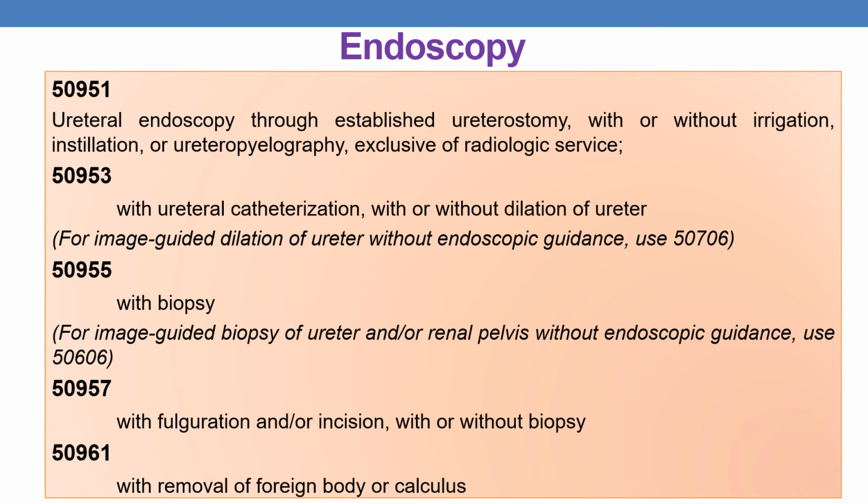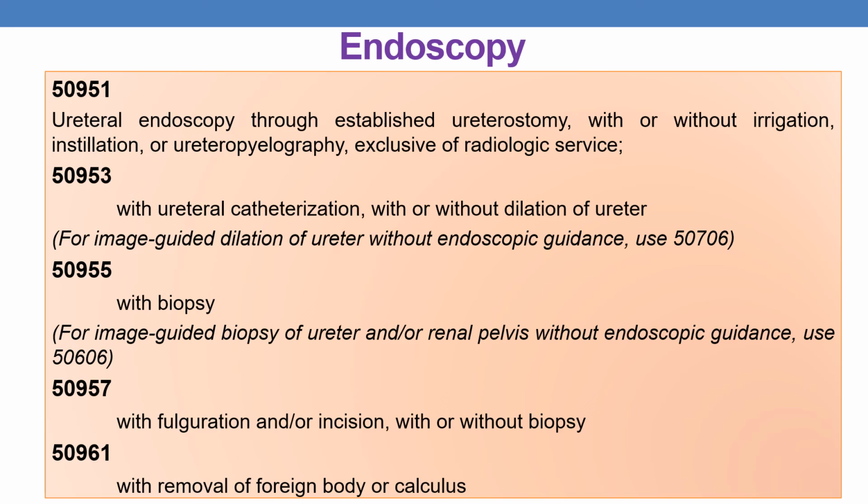Now finally coming to endoscopy, the first CPT is 50951. Ureteral endoscopy through established ureterostomy with or without irrigation, instillation or ureteropyelography exclusive of radiological service. The next CPT is 50953. Ureteral endoscopy through established ureterostomy with ureteral catheterization with or without dilation of ureter. And for image guided dilation of ureter without endoscopic guidance, you need to refer 50706.